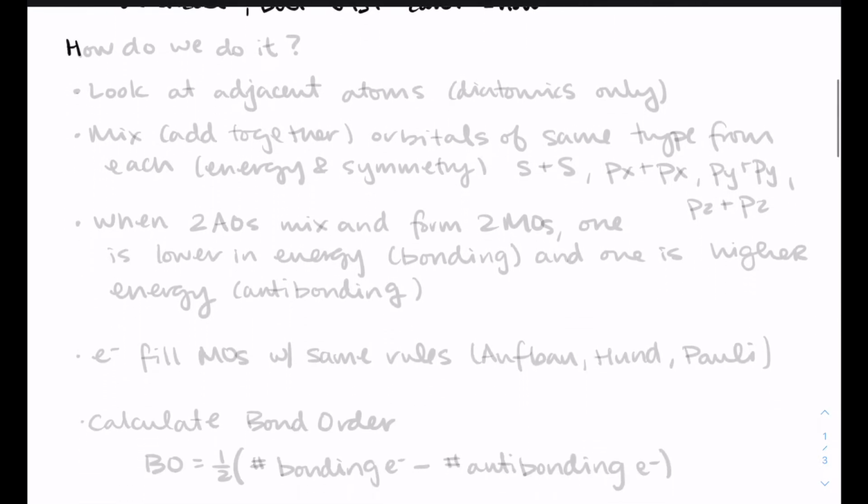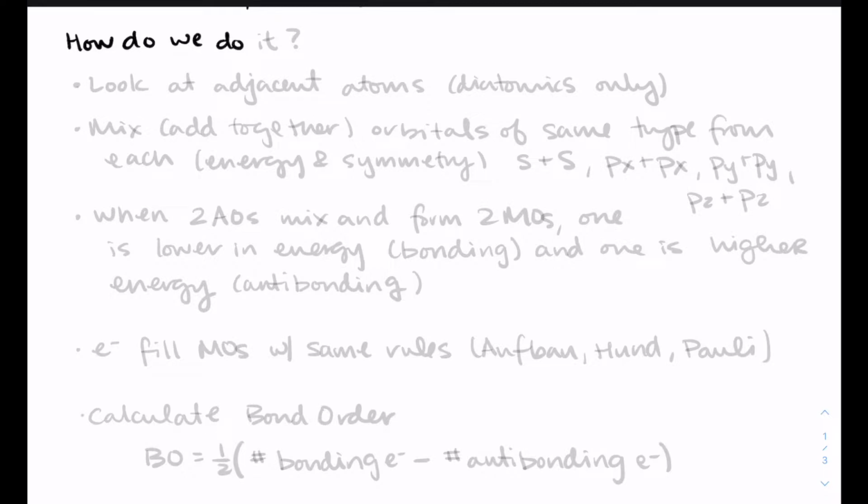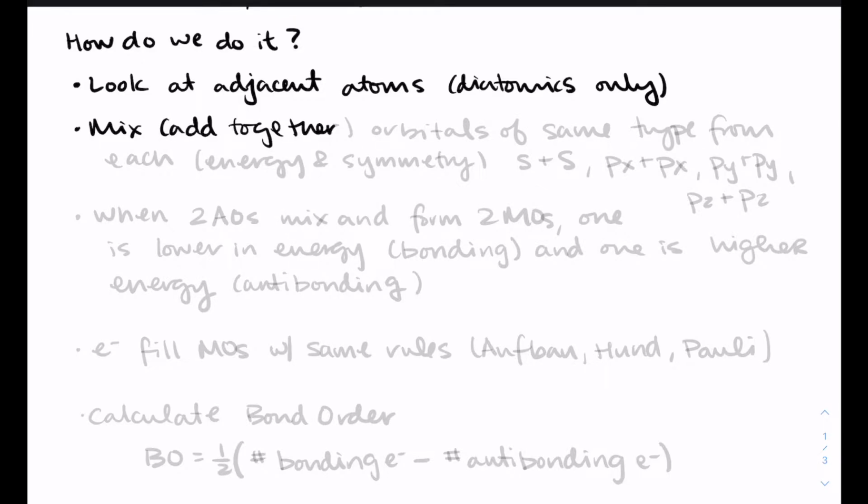So the way that we do this is that we look at adjacent atoms. We're only going to do diatomics, and you will mix or add together orbitals of the same type from each. So in valence bond theory, with our hybrid orbitals, we looked at an atom and smashed together the orbitals on that atom so they pointed in the right direction to make bonds. For MO theory, I'm going to take my two atoms, bring them close together, and whichever orbitals overlap, I'm going to add those together.